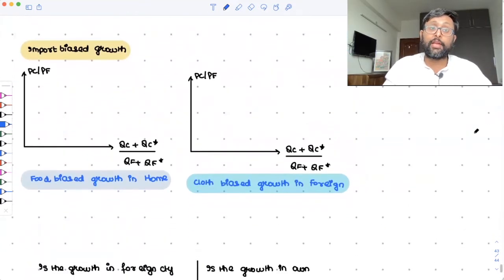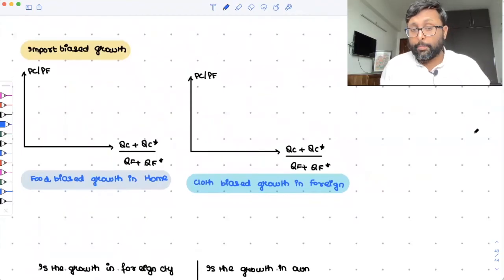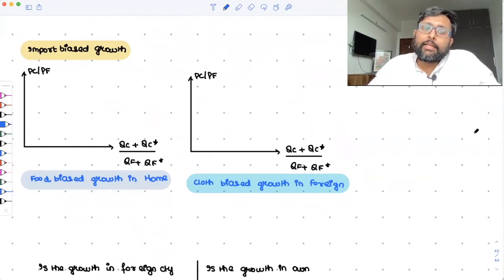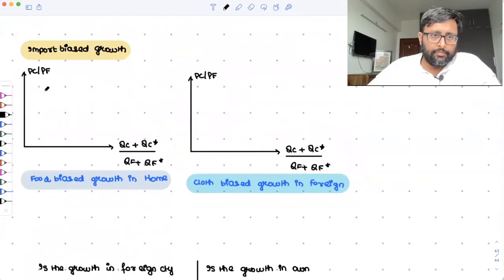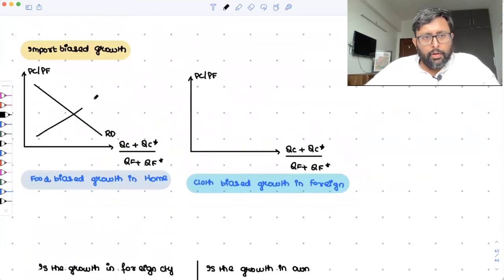Okay. Then you have import bias. So import bias growth would be what? Import bias growth is that growth which is going to increase the production of the imported good disproportionately. So you have the relative demand curve. You have the initial relative supply curve. You have the initial relative price.